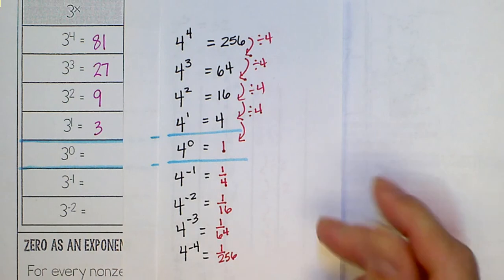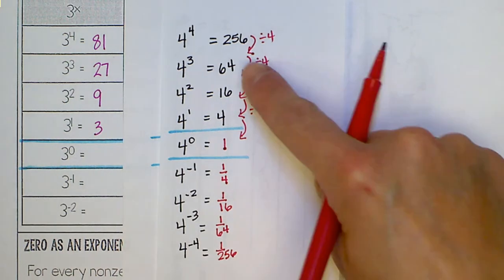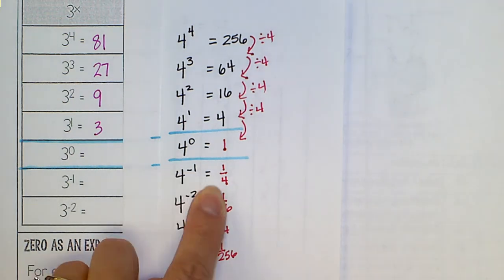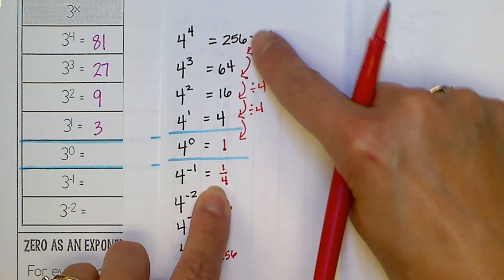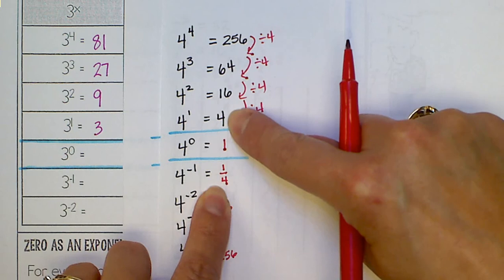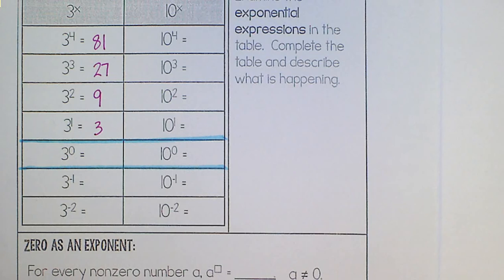So hopefully you're starting to understand the pattern that we're seeing. Again, a negative exponent did not make a negative answer. It is the reciprocal of its positive exponent. Okay, so now let's go back to our notes. You're welcome to write any of those examples down that I showed you, but let's go ahead and fill this out now.